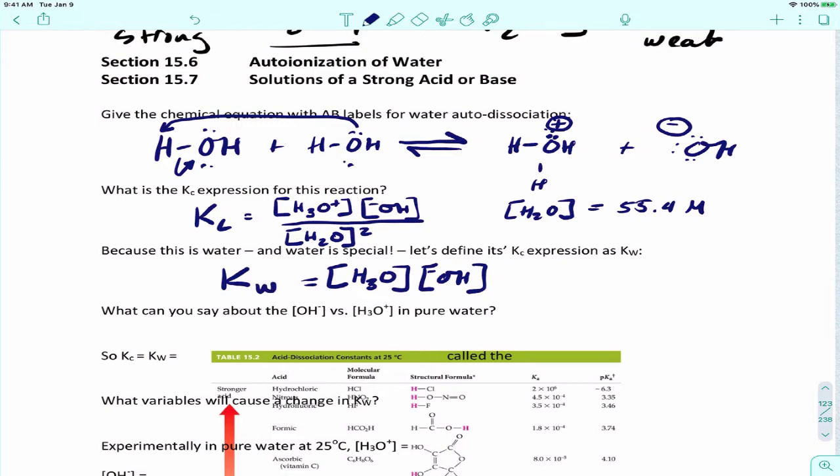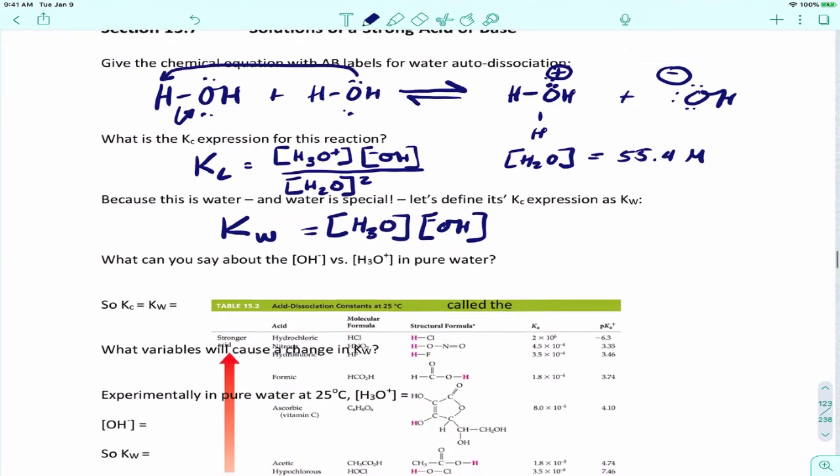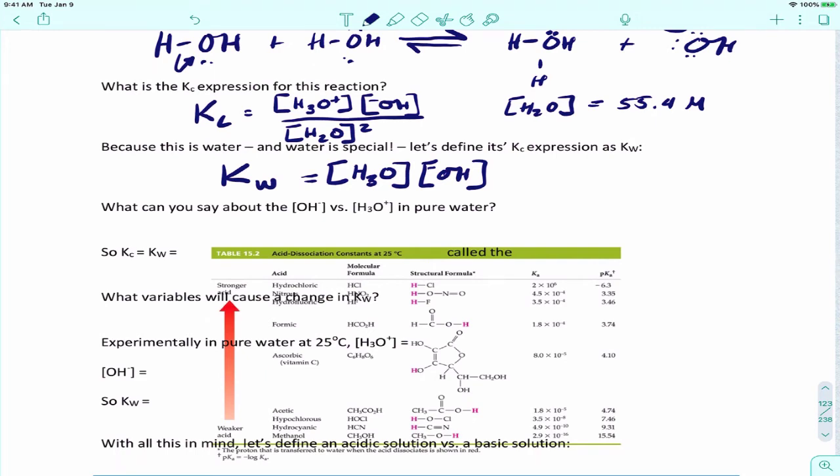This is a really special reaction, and this actually has a value. I apologize that this chart is in the middle of the note. That really shouldn't be there, so let me write over this. Hopefully you can see it. But the Kw, the equilibrium constant for this reaction, is going to be 1.0 times 10 to the minus 14th. Okay, and we call this number the ion product constant for water.